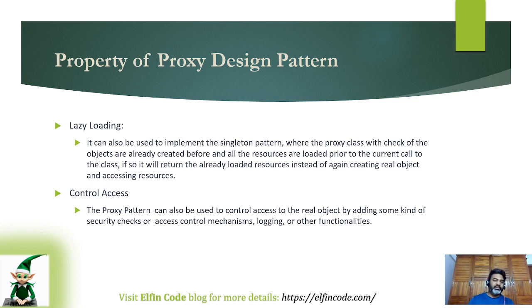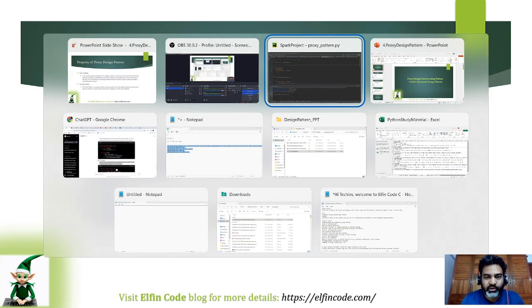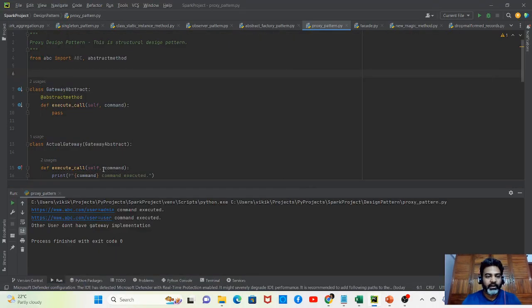So these are the properties of the proxy design pattern. So let us switch to the practical part, and let us see how we have used one of the examples to implement the proxy design. Now here, the first property of this proxy design pattern was having a similar kind of schema.